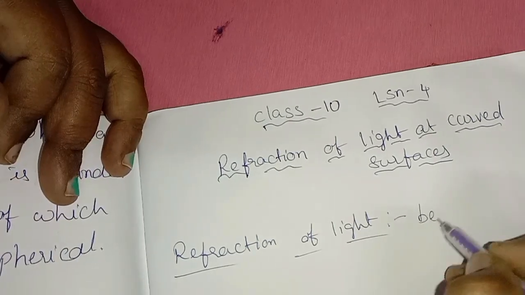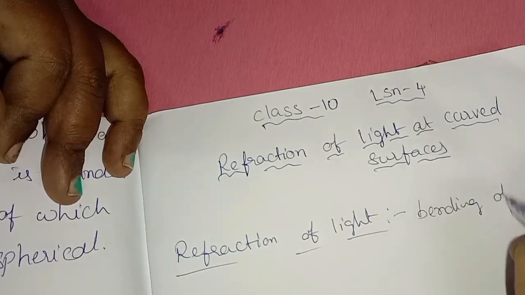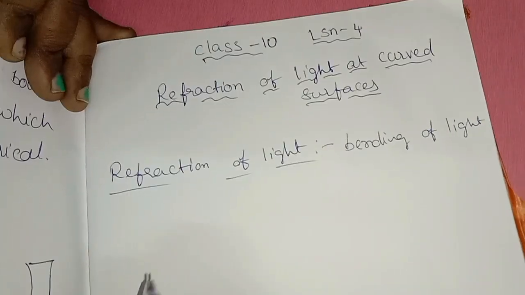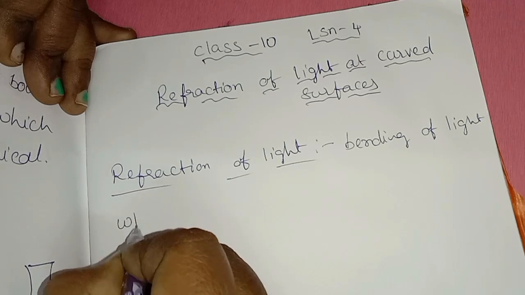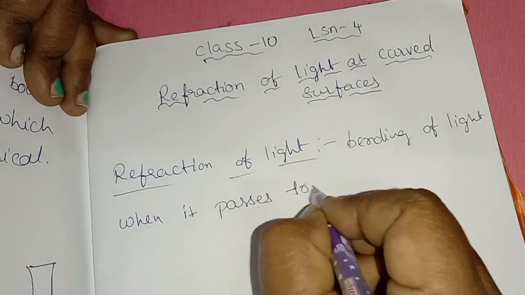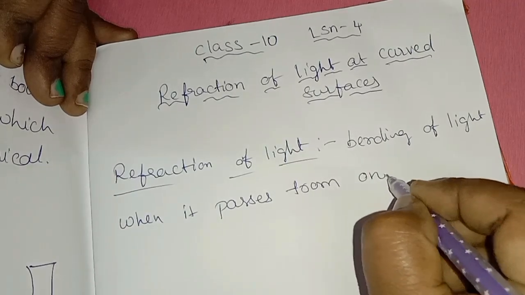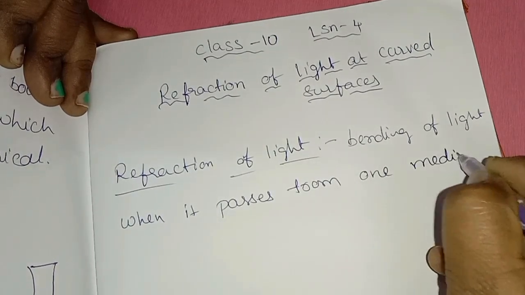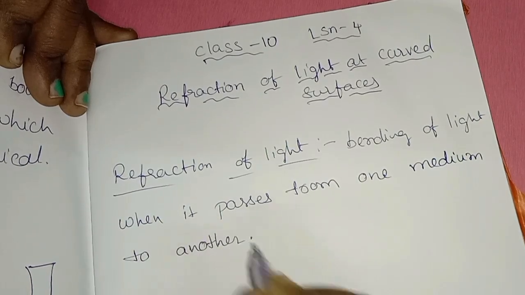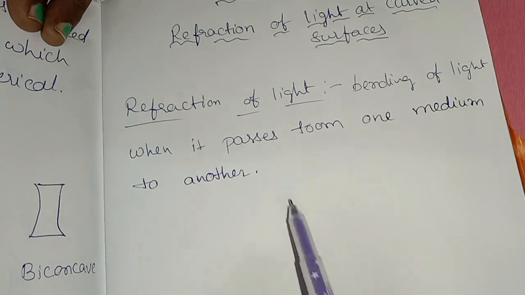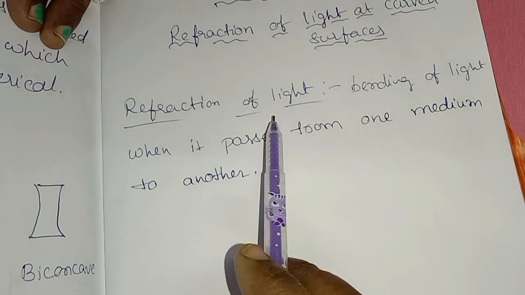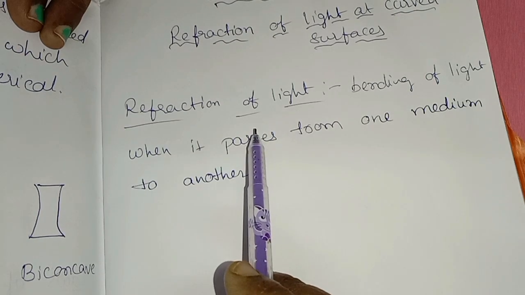It is the bending of light when it passes from one medium to another. What happens here? The density of the medium changes. At that time, light chooses the shortest path to travel.